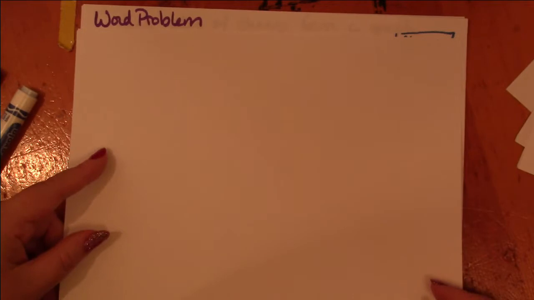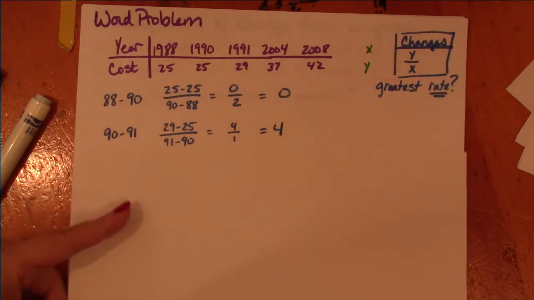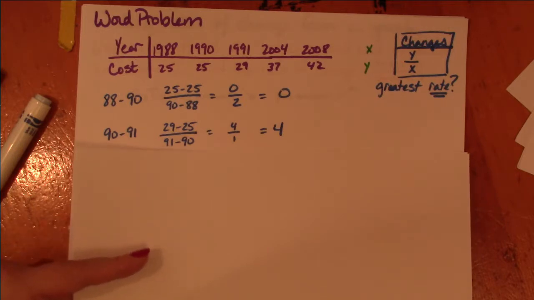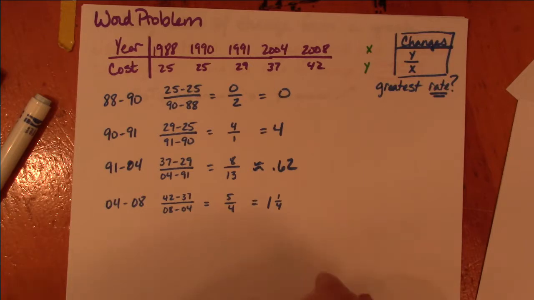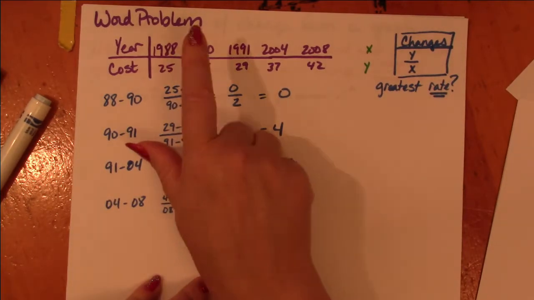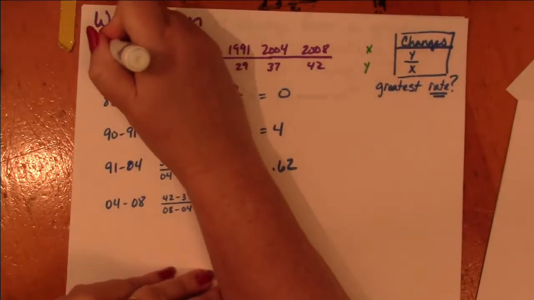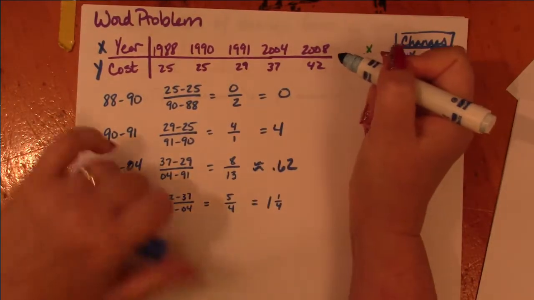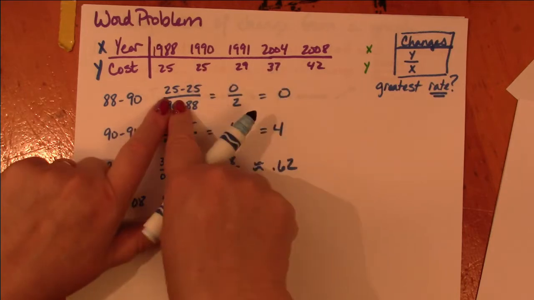Now they start you off with a word problem and they give you a table of how much it costs to mail a 1-ounce letter in different years. And what it's asking for is the rate of change in each interval. So we're going to have to go from this one to this one, and from this one to this one, and from this one to this one. And remember, these are our x's and these are our y's. So we're going to take the change in y divided by the change in x.